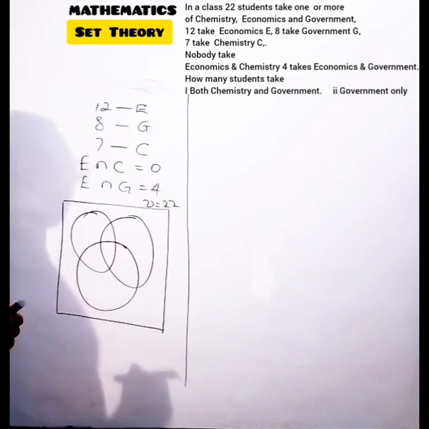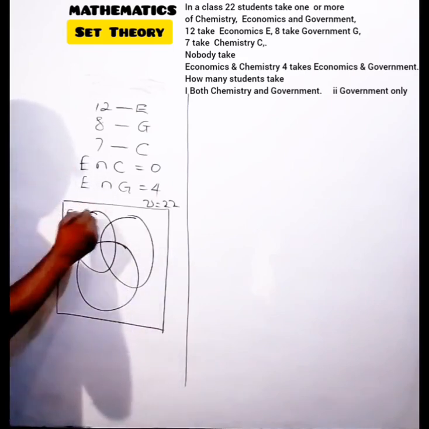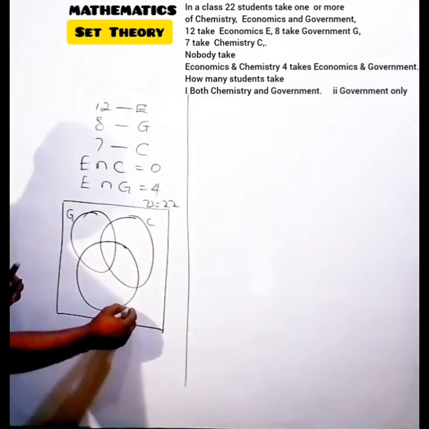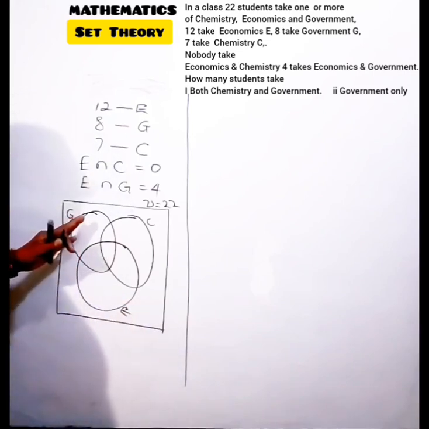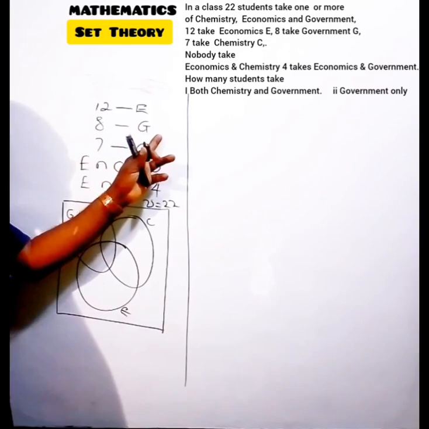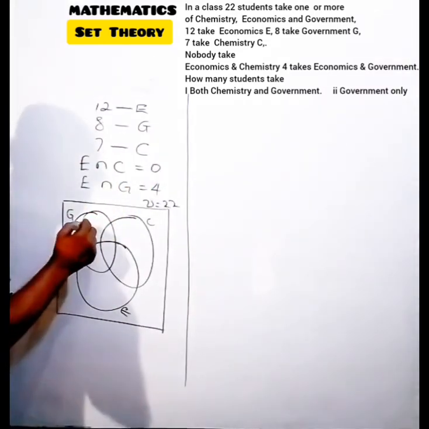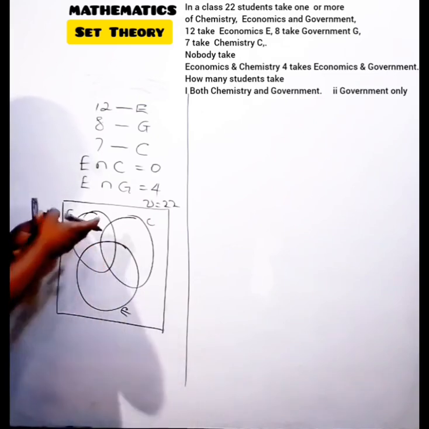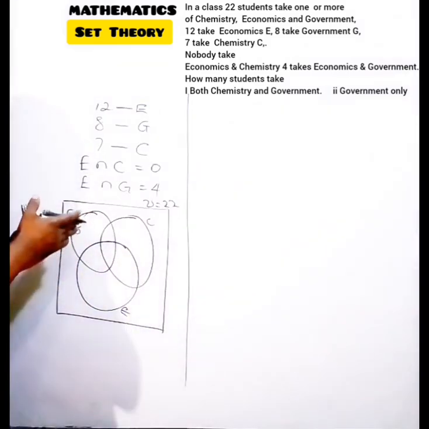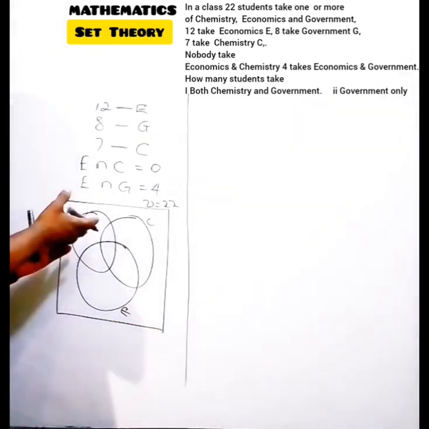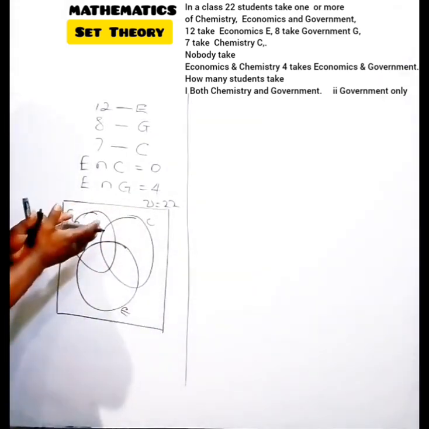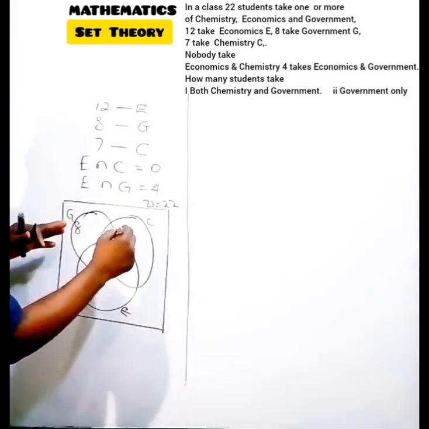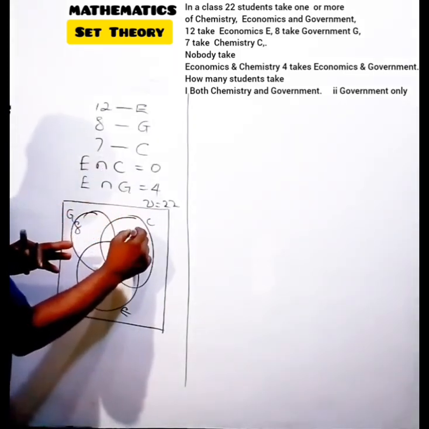Now, the question says that this is government, this is going to be our chemistry, and this is going to be our economics. Now, the question says that 8 takes government. This is going to be 8. This is not the value for those that take government only. These 8 are the number of students that take government, and some of them still take other subjects. I'm still going to show you how you can get those values, so stay tuned.